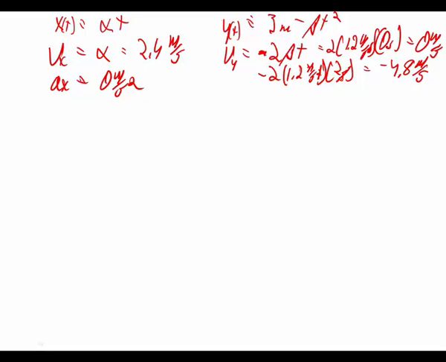Does everybody see how we did this? This is at time equals 0, and this is the velocity in the y at time equal to 2. Okay, everybody good? Makes sense. All right, what's part C? Calculate the magnitude and direction of the bird's velocity and acceleration at 2 seconds.